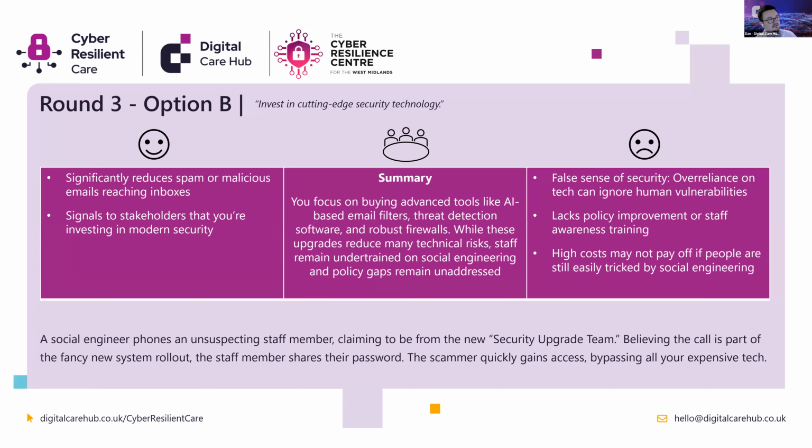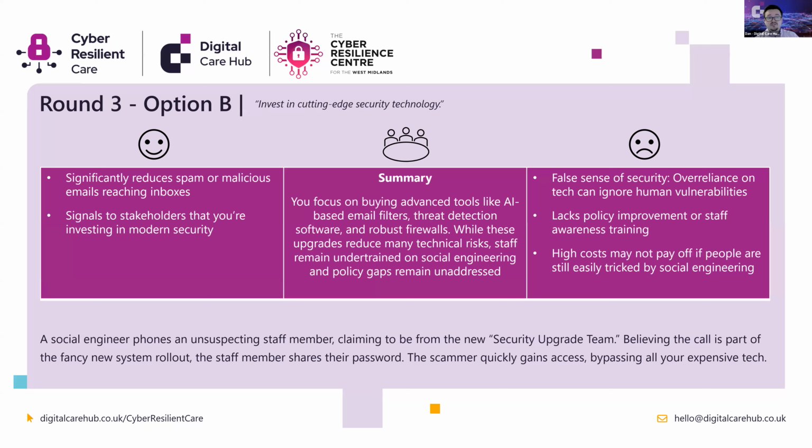Option B, which 4% of you picked, invest in cutting-edge security technology. So you focus on buying an advanced tool like an AI-based email filter, threat detection software, and robust firewalls. And while those upgrades reduce the technical risk, the staff remain undertrained on what's called social engineering, so trying to get you to say things that you wouldn't or give information you don't want to. And those policy and procedure gaps are unaddressed. So significant reduction in spam and malicious emails is the good thing, and it signals to stakeholders that we're really taking this seriously and we're invested in modern technology and the digital transformation journey.